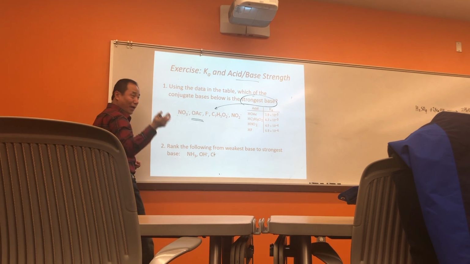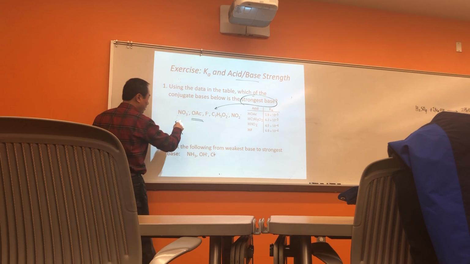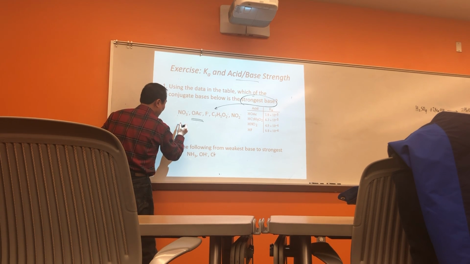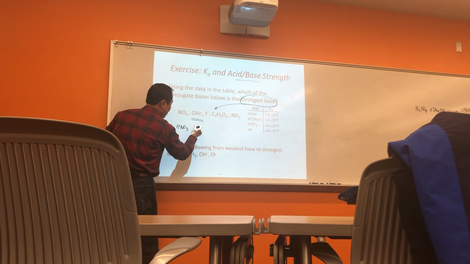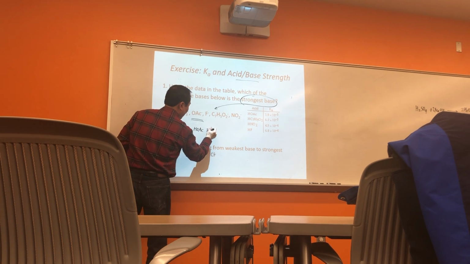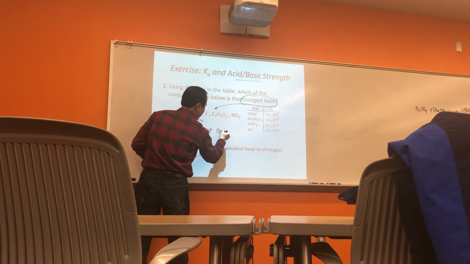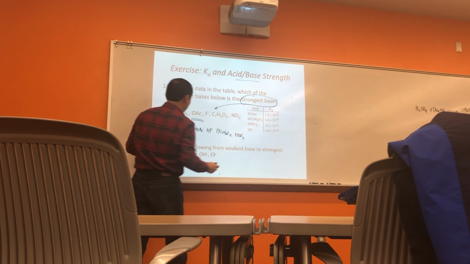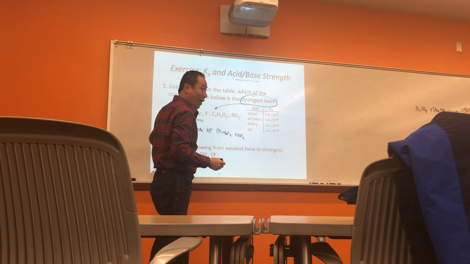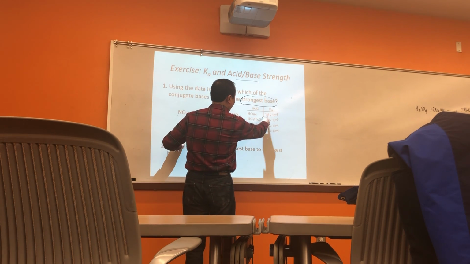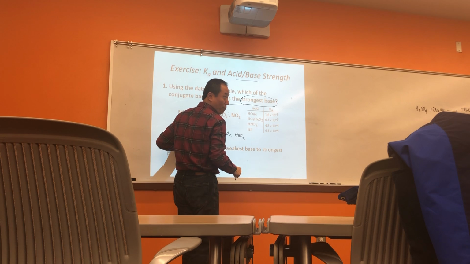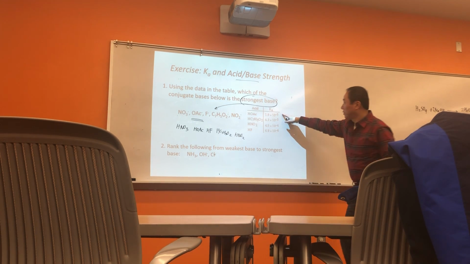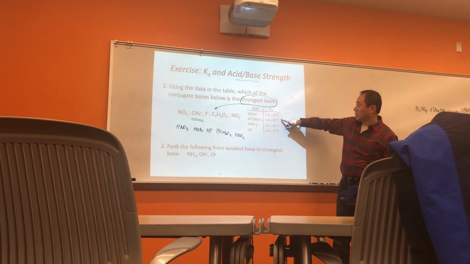To find a conjugate acid, you're going to have to add H plus, right? So for this guy, the conjugate acid is HNO3. This one is HOAc, HF, HC7H5O2, HNO2. So these are all acids, and the Ka values for these acids are given. When you compare, this is the smallest number out of four.